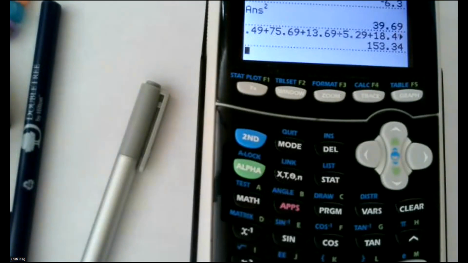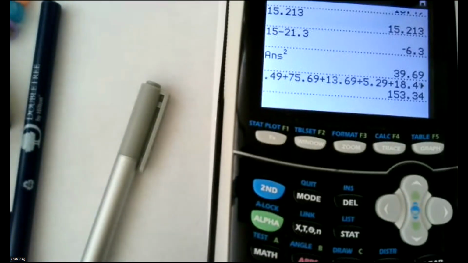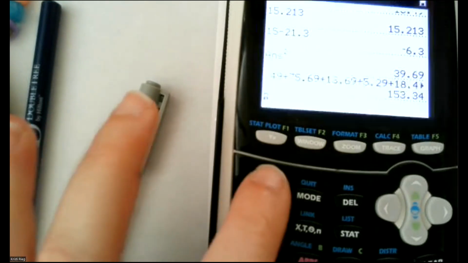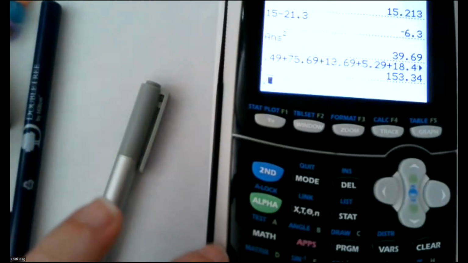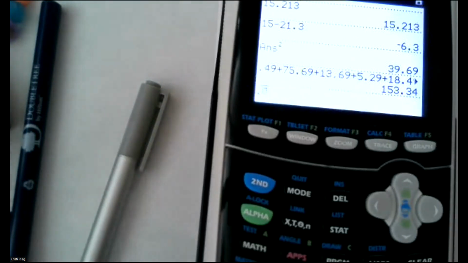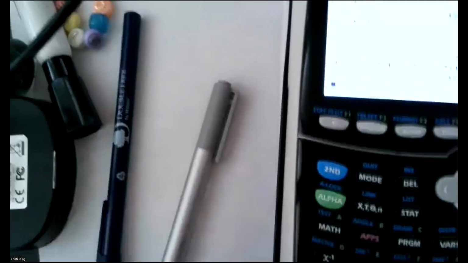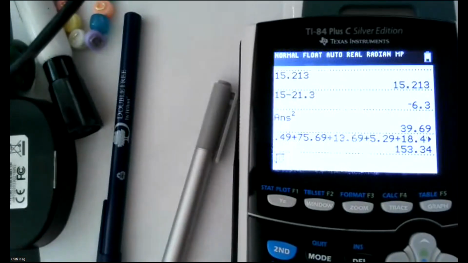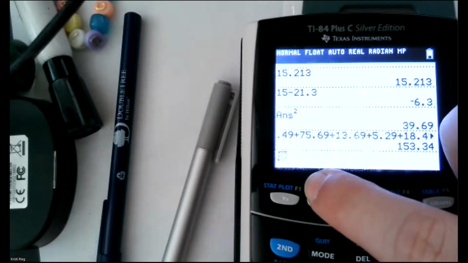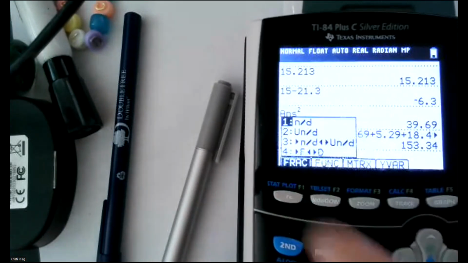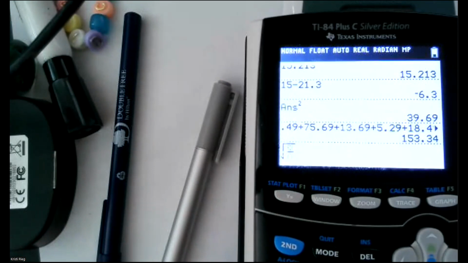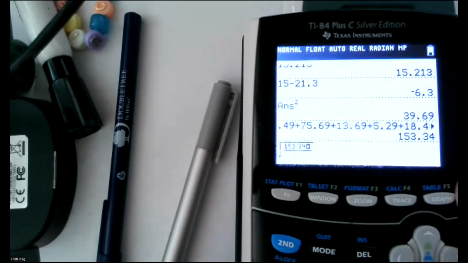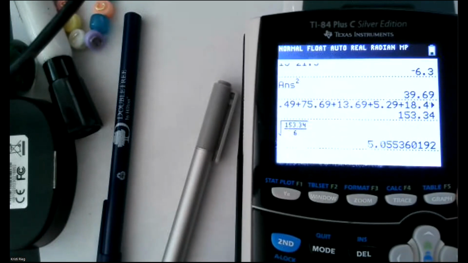Over here, the fraction button's a little different, but I'm going to do it in the same order. I hit second and then hit my square root. I feel like it's too close. Or maybe it's just too bright today. I don't know what's going on. It's hard to see. Okay. And then the fraction button is up here in F1, which is green. So I hit alpha, F1, enter. And now I can do the same thing, 153.34 over 6. And there we get the same answer.